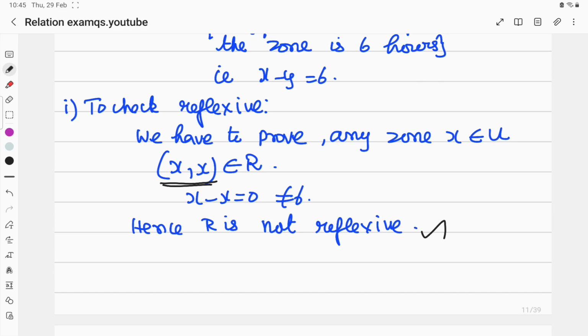We know that for any number, the difference with itself is 0. 2 minus 2 is equal to 0. Take any numbers, 6 minus 6 is equal to 0. The difference between the same number is not equal to 6. So, R is not reflexive.